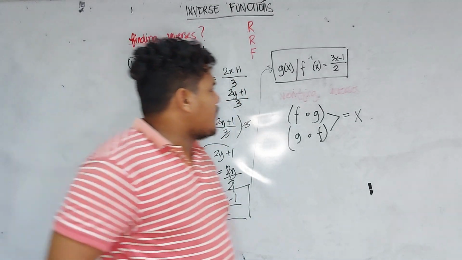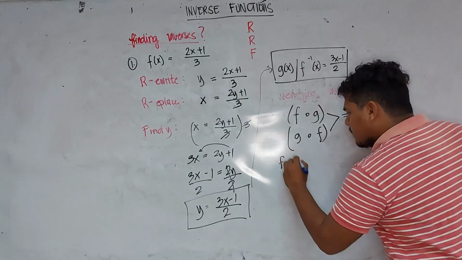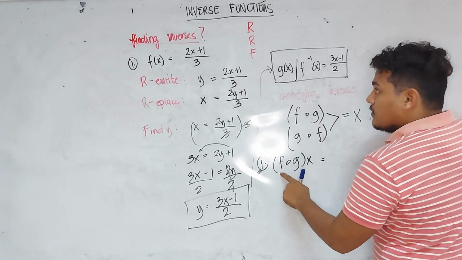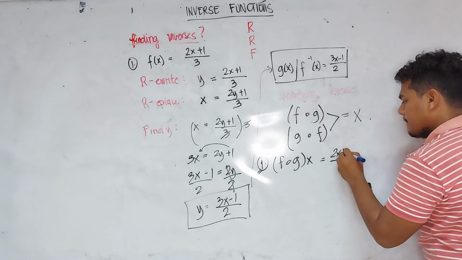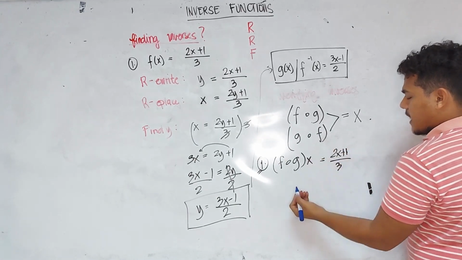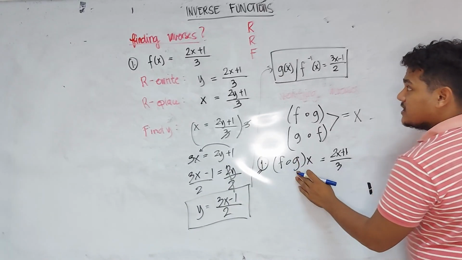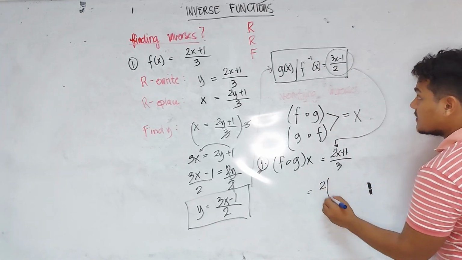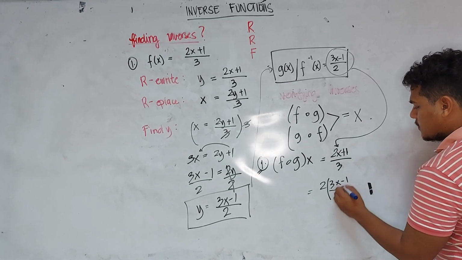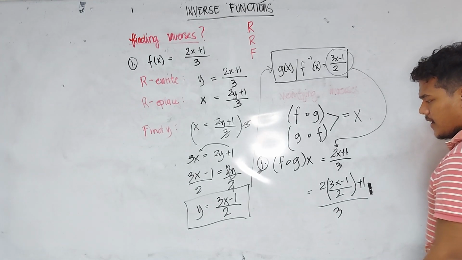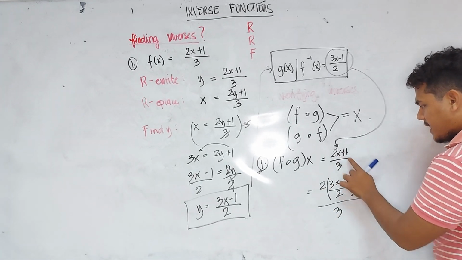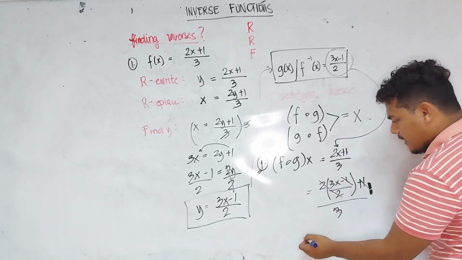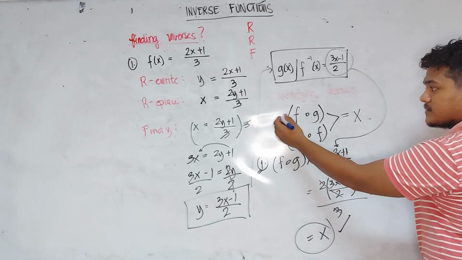Okay, let's try to check. First, checking. F composed of g of x. What is f? (2x plus 1) over 3. So meaning, what is g? G of x is (3x minus 1) over 2, meaning its value goes in place of x. Let's try. 2 times (3x minus 1) over 2, plus 1, all over 3. Right? The 2 cancels. Negative 1 plus 1 cancel. 3 divided by 3 cancel. What remains is x. Therefore, correct. That is the first verification.